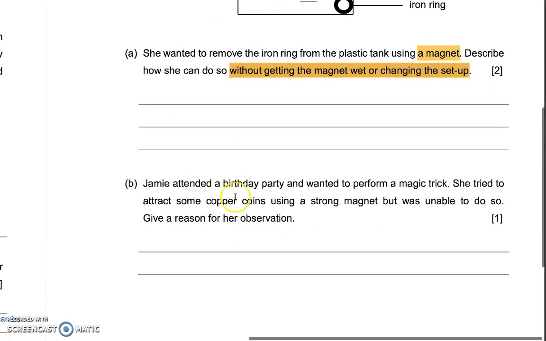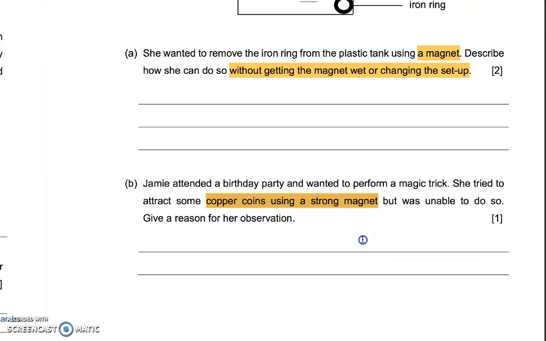Alright, next, Jamie attended a birthday party and wanted to perform a magic trick. She tried to attract some copper coins with a strong magnet, but she was unable to do so. So what she's using here is copper coins and a magnet. Okay, but she realized that it is not able to attract the copper coins up. So why is this so?